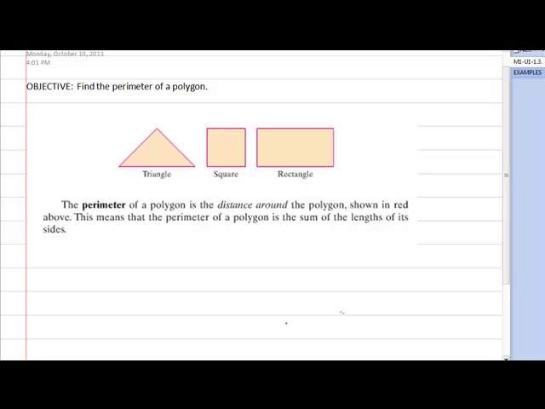In this lesson, we're going to find the perimeter of a polygon. The definition is down here. The perimeter of a polygon is the distance around the polygon. It's shown in red on each one of these drawings. This means that the perimeter of the polygon is the sum of the lengths of the sides. You're going to be using addition, and you might want to have your calculator handy.